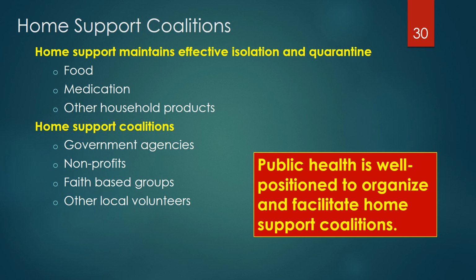Home support coalitions may consist of government agencies, nonprofit organizations, faith-based groups, food pantries, and other volunteers, etc. These home support coalitions organize to provide safe support services for those on home isolation and quarantine, helping supply households with food, medications, household products like toilet paper, soap, paper towels, etc. This support needs to be coordinated and assured in both urban and rural settings to help contain transmission and insulate high-risk individuals from infection.